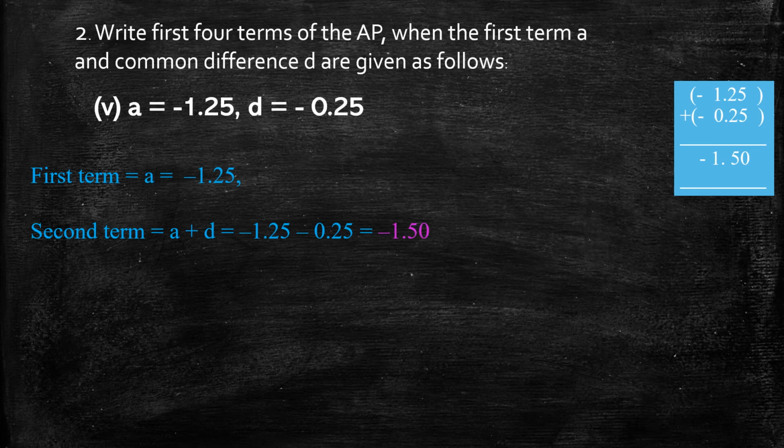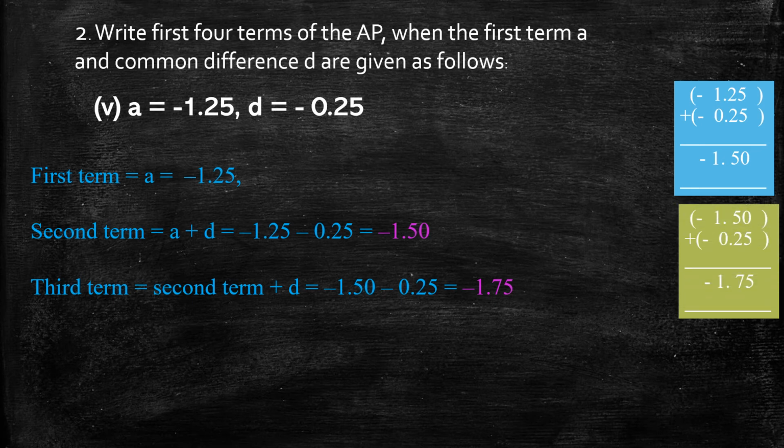Third term is second term plus the common difference. So what is the second term? Minus 1.50. Minus 1.50 plus of minus 0.25. What do you get? Both are minus. So add and put the minus sign. Minus 1.50 minus 0.25 gives minus 1.75. So the third term is minus 1.75.